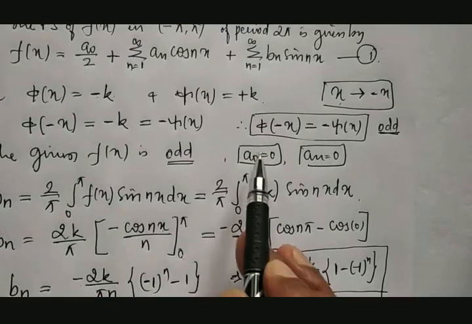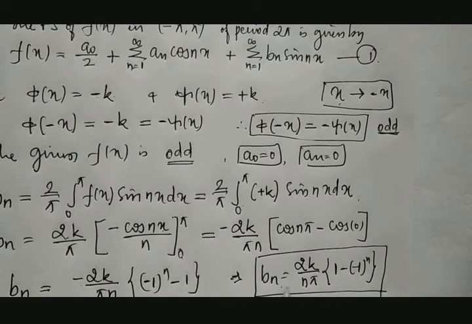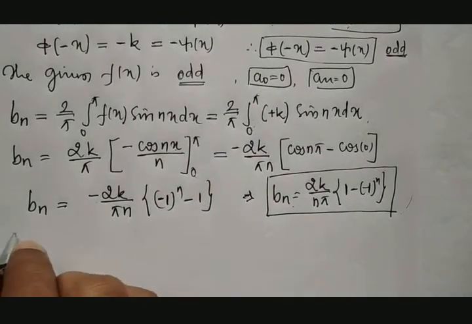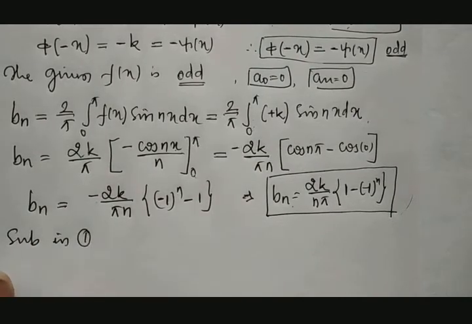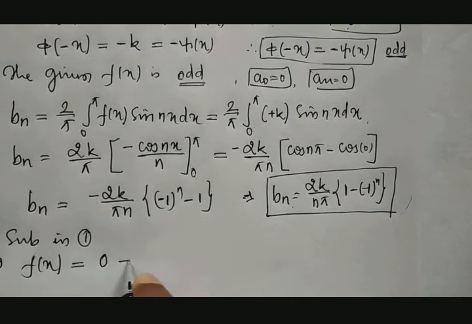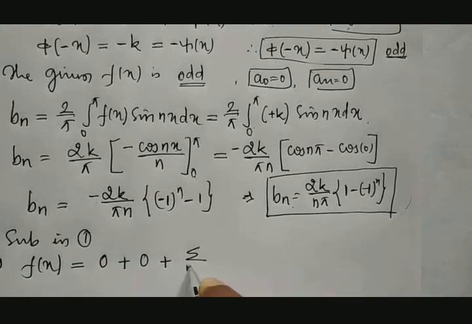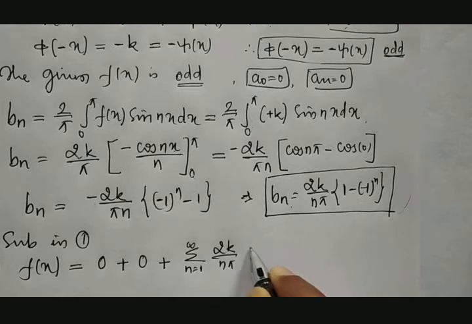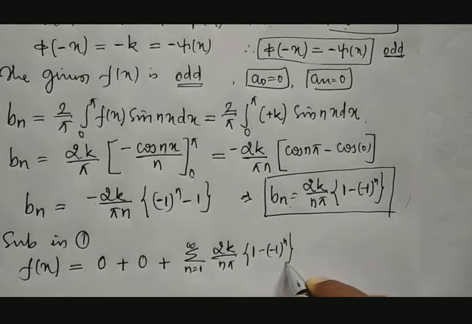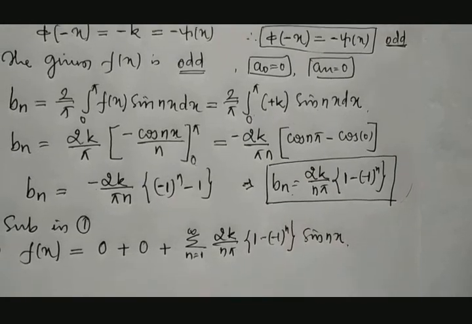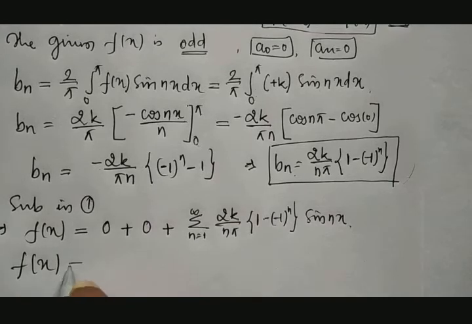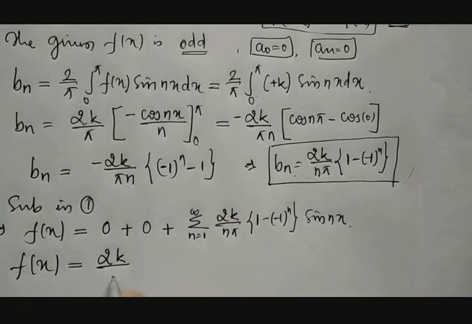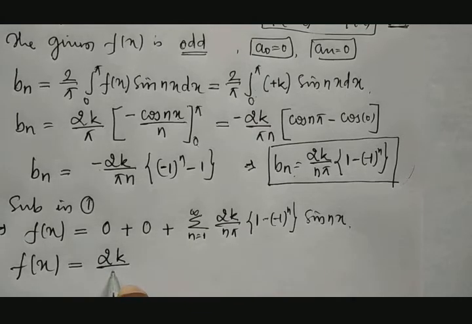Since a0 is 0, an is 0, and we got a value of bn, substitute all these results in equation number 1. Then equation number 1 becomes f of x is equal to a0 by 2, that is 0, an, that is 0, plus summation from n equal to 1 to infinity of bn. bn is 2k divided by n pi into 1 minus of minus 1 raised to n into sin nx. Therefore, f of x is equal to 2k divided by pi will be taken out.